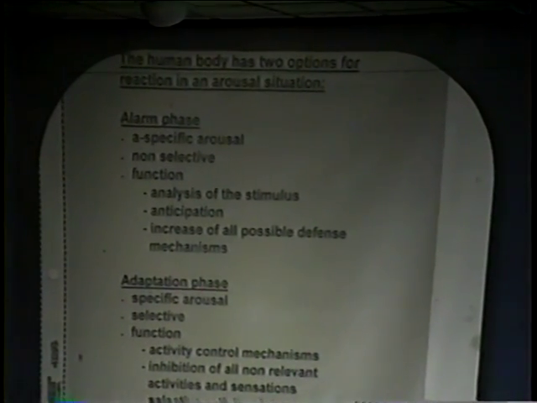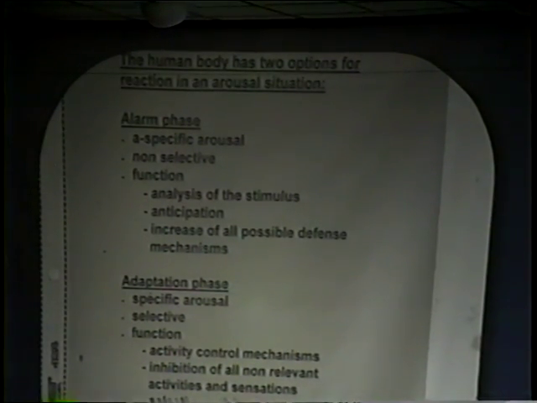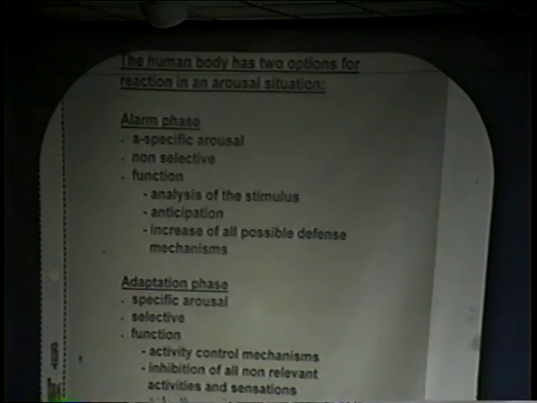The human body has two options for a reaction in an arousal situation. Basically, this should go a little bit to the front. We have an alarm phase. It is non-specific. The patient does not know what to do. Non-selective. The function of an alarm phase, because it has definitely a function, is analysis of the stimulus, anticipation and increase of all possible defense mechanisms. So your heart rate will go up. Everything will happen if you're scared or afraid or in a lot of pain.